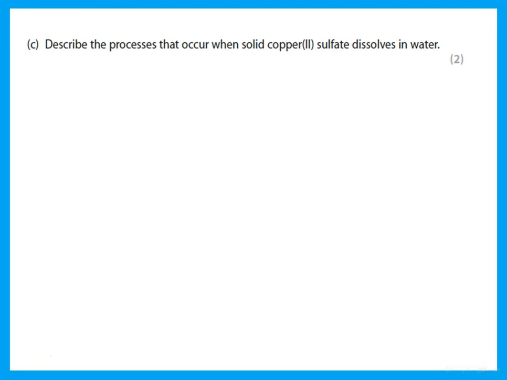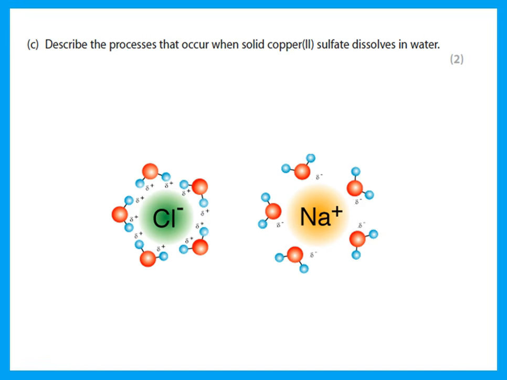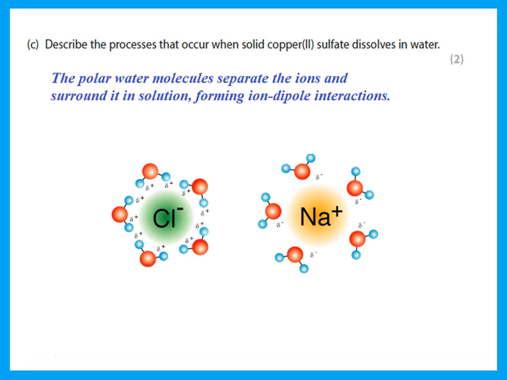Now, describe the processes that occur when solid copper sulfate dissolves in water. Remember that copper sulfate is an ionic substance like sodium chloride. For example, I have positive ions and negative ions. If I dissolve them in water, then the polar water molecules will separate the ions and surround them in solution, and this forms ion-dipole interactions that help to dissolve the solid in the water.